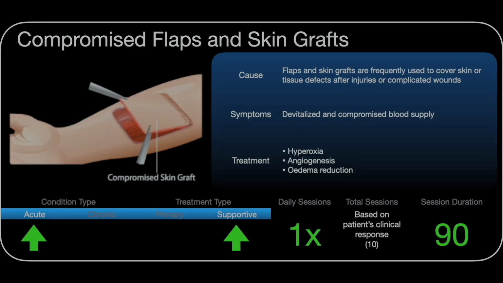The cause of the compromised flaps and skin grafts would be tissue defects after injuries or complicated wounds or surgery. The symptoms would result in devitalized and compromised blood supply with discoloration of the skin and/or flap. The use of hyperbaric oxygen therapy within the context of compromised flaps and skin grafts would rely on hyperoxia, angiogenesis, and reduction of tissue edema.